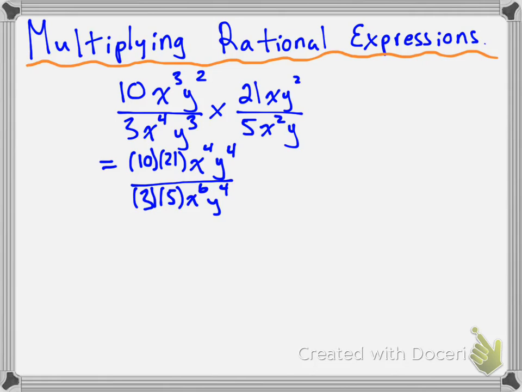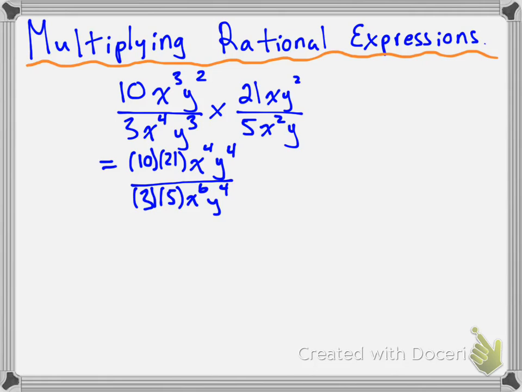When we multiply the coefficients up top, we get 10 times 21. When we multiply the variables, we get x to the power of 3 times x, which gives us x to the power of 4. Then we do y to the power of 2 times y to the power of 2 up top, which gives us y to the power of 4. On the bottom, we get 3 times 5 from the coefficients. For the variables, we get x to the power of 4 times x to the power of 2, which gives us x to the power of 6, and then y to the power of 3 times y, which gives us y to the power of 4.